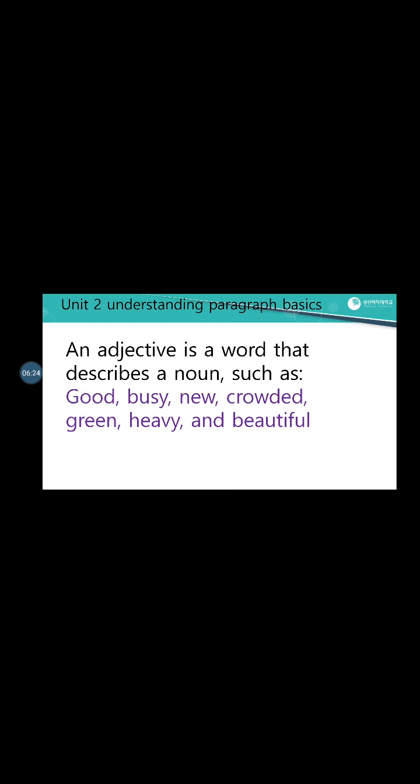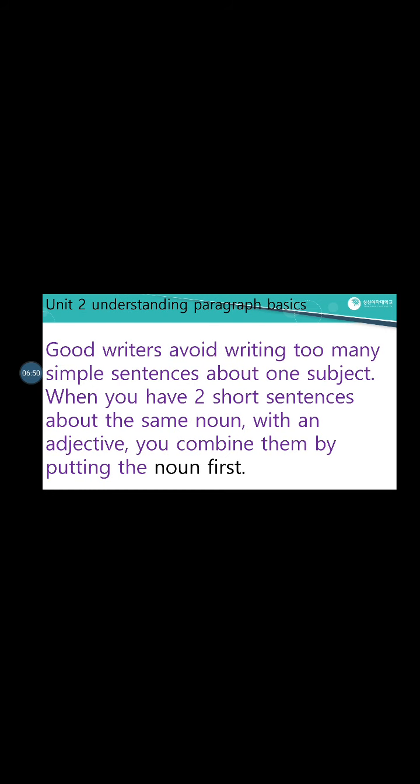Okay, so an adjective is a word that describes a noun, such as good, busy, new, crowded, green, heavy and beautiful. Please remember this. It's very important, of course.